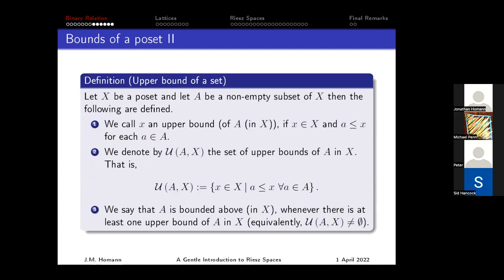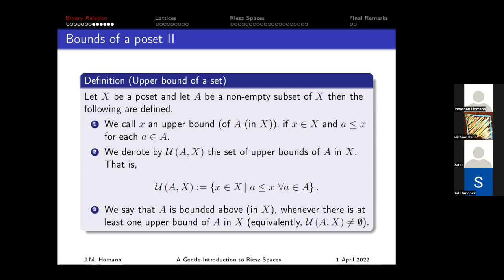We say that x is an upper bound of A in X if x is a member of X and a is dominated by x for each member a of the set A. So let's just make sure we got the right one here. Little x in X, let's go through this again. We call a little x an upper bound of capital A in X if little x is in X and little a is dominated by little x for each little a in capital A.